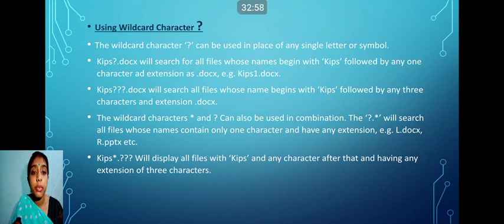If we want, suppose, kips star dot triple question mark, what kind of search will come out? Kips and any number of characters after it, then in the extension it will search for only three characters. If it is docx, it will not search for those files. It will search for only those files which have three characters like txt, doc, ppt, all this kind. Clear? Any three characters in the extension.